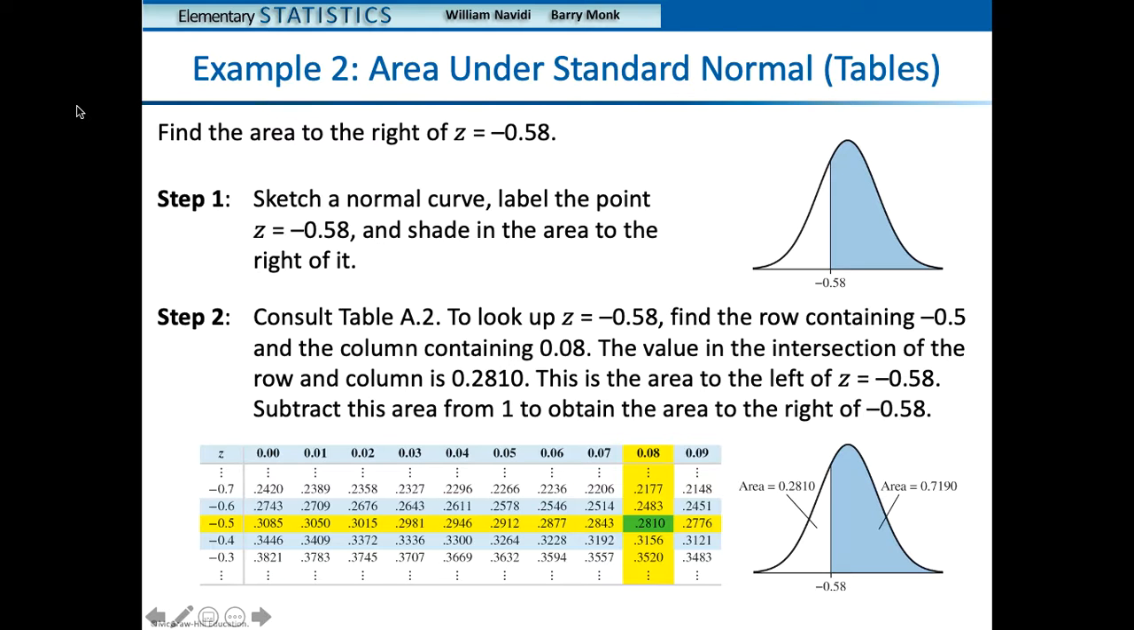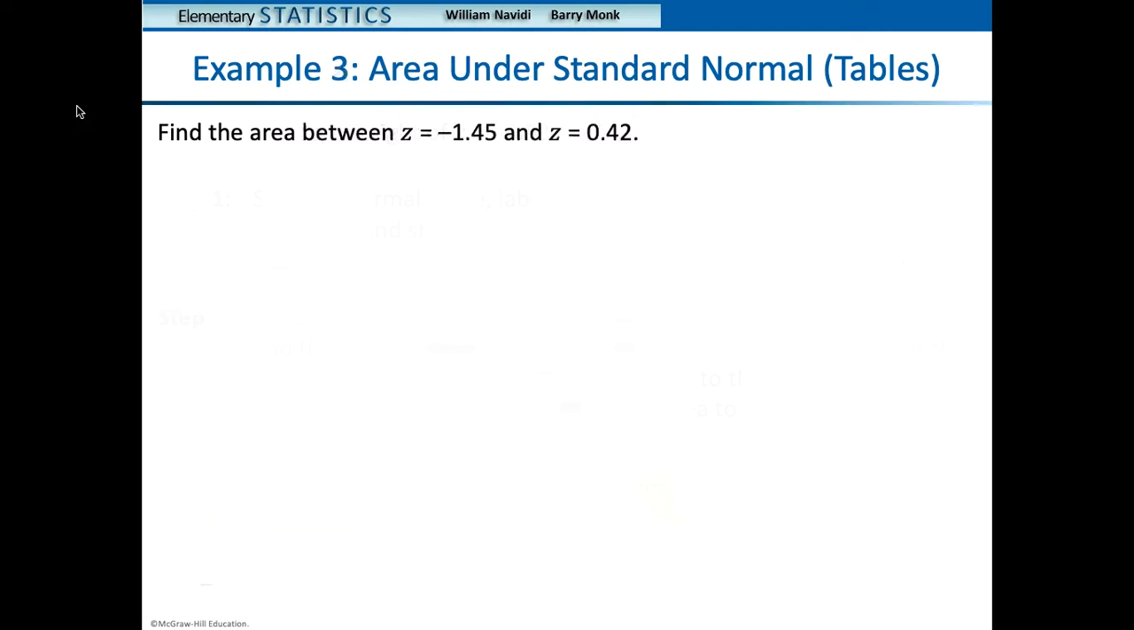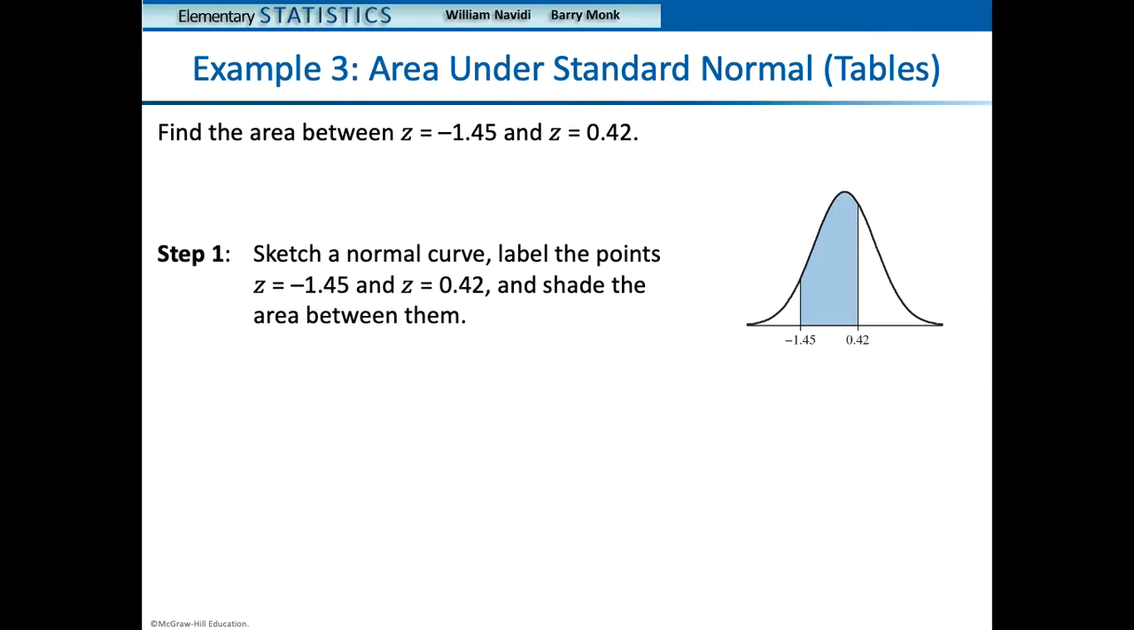Now, the other possibility is that sometimes you might want to know the area in between two z-scores, right? Instead of just finding the area to the left or to the right of a single z-score, we might want to find the area in between two z-scores. The table can also be used to do this. Again, I would highly recommend doing a sketch.